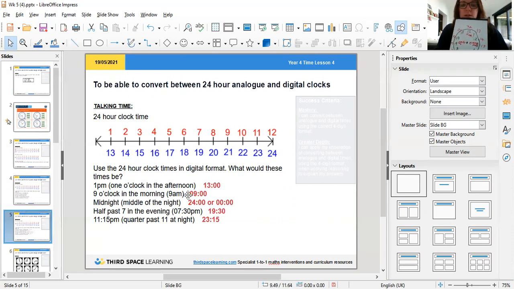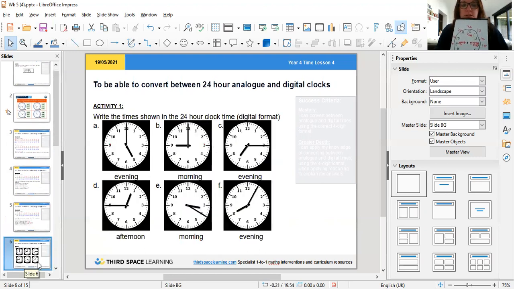Just take a note of this one here, midnight. You could have written 2400 hours or 0000, all the way across. Either is correct, it doesn't matter. So let's have a look at these then. So we need to write this one here as 5 o'clock at night.